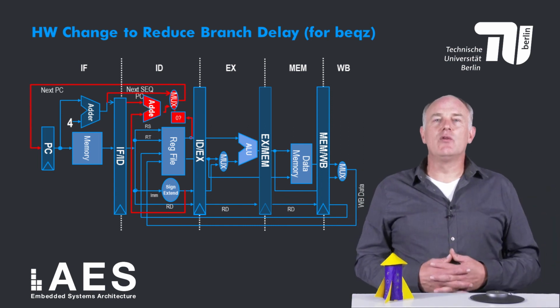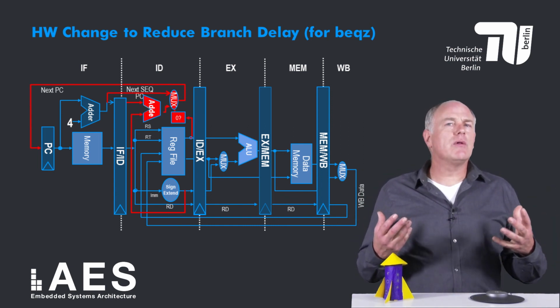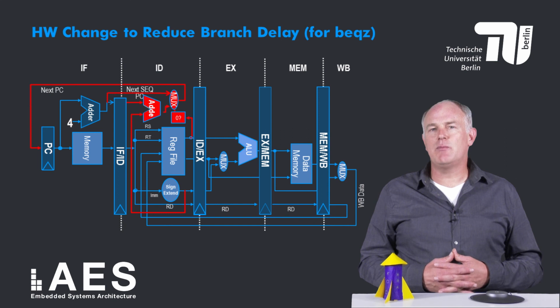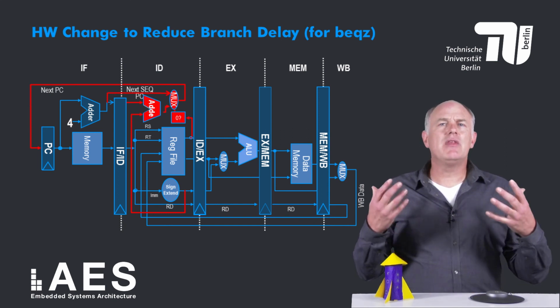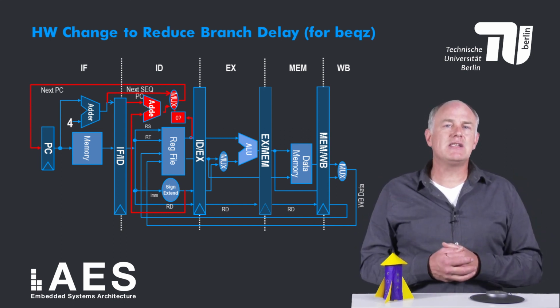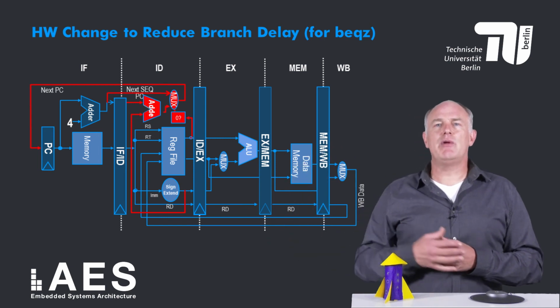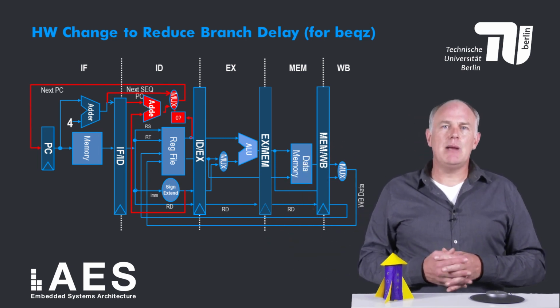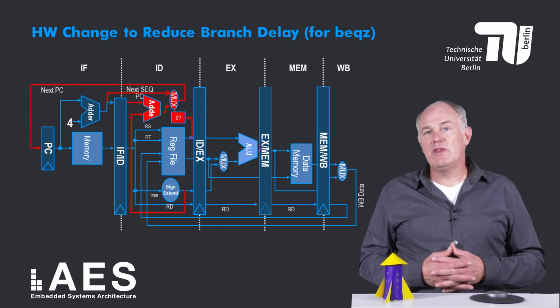Some questions still remain open. For example, even if branch execution takes place in the ID stage, by the time the correct instruction is fetched, the instruction following the branch has already entered the pipeline. What do we do with these instructions?